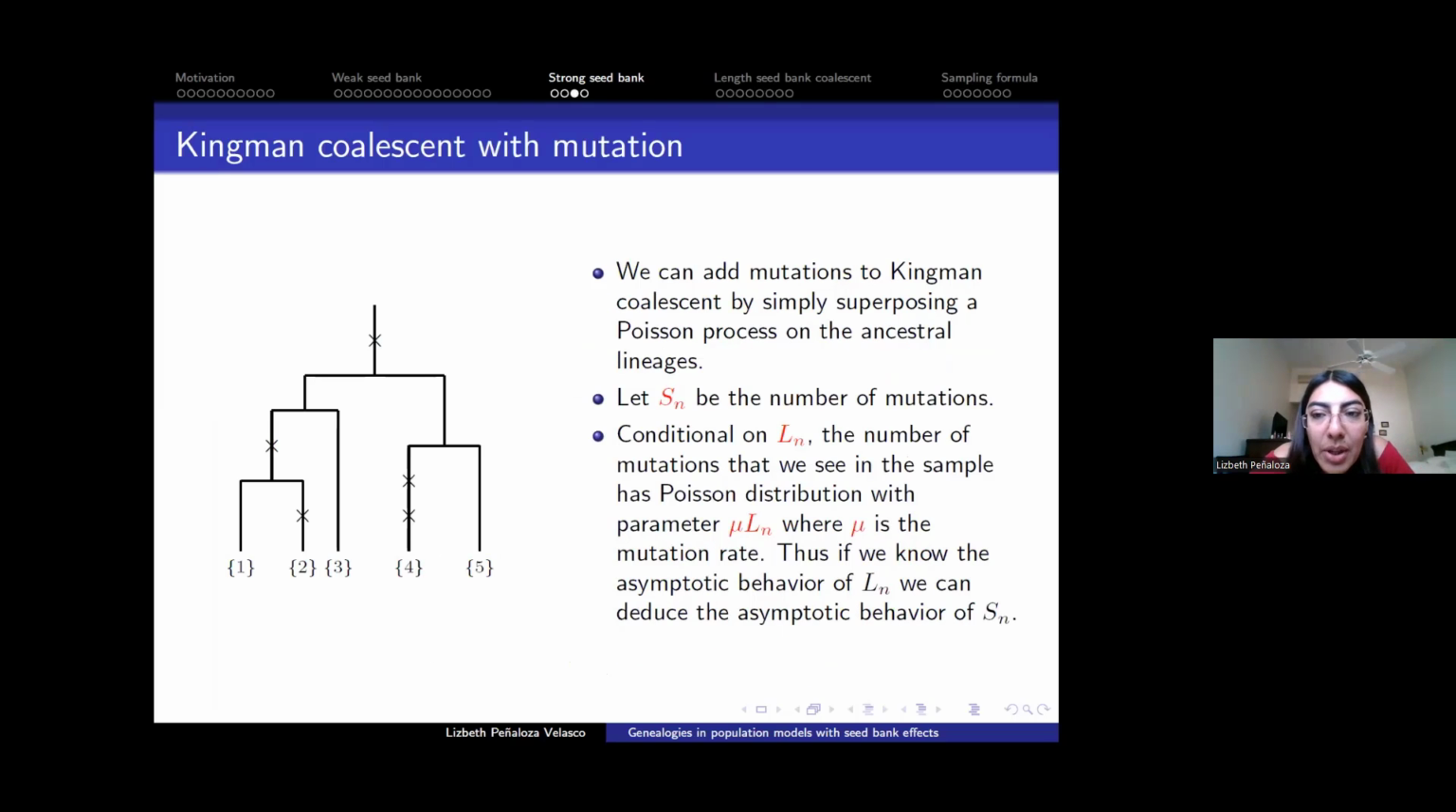But we can add mutations to the Kingman coalescent by simply superposing a Poisson process on the ancestral lineages. S_n will be the number of mutations, and conditional on L_n, the number of mutations that we see in the sample has a Poisson distribution with this parameter, where mu is the mutation rate. So if we know the asymptotic behavior of L_n, we can deduce the asymptotic behavior of S_n. So that is the importance of knowing the total length of the tree.